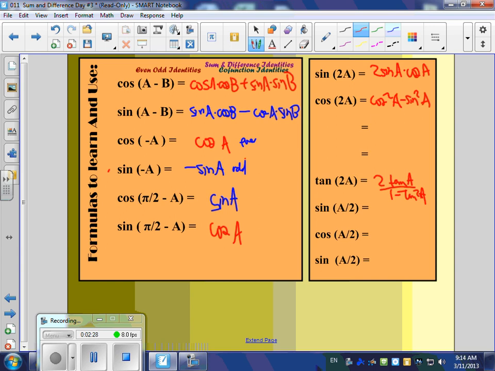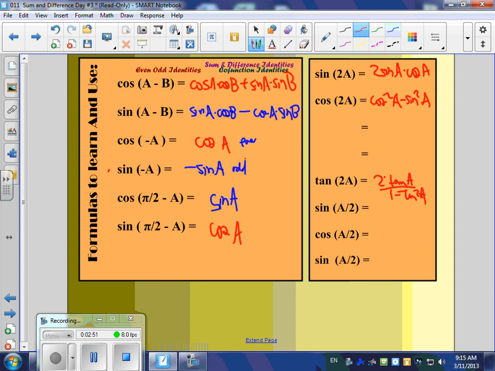All right, ready to move on? Yep: 2 times the tangent of A over 1 minus tangent squared A. Those are all of the formulas we've done so far, with the exception of these 3 half angles, which we're going to do today. But what about these 2 blanks?